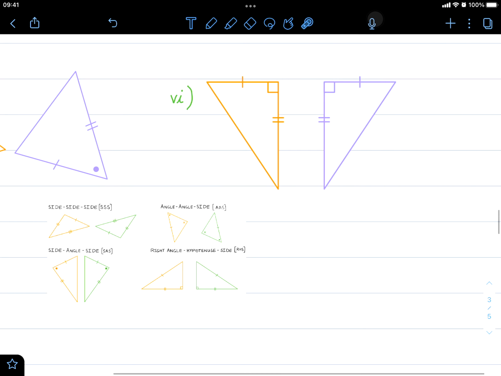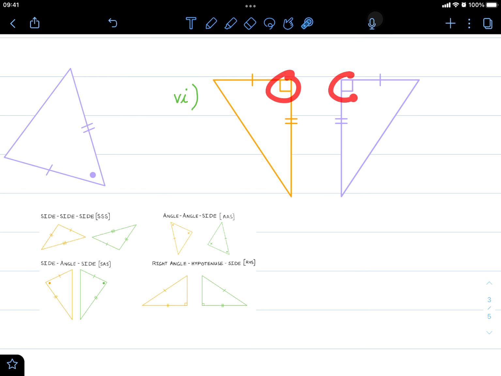And lastly for this one, take a look. We have a right angle. Notice how the hypotenuse is not given. So it's actually not this one. So we have a side. We have a side. And the angle in between both of them, they're both 90. Therefore, we have side, angle, side. That there is SAS. So just a little bit of a note. Just because there's a right angle doesn't always mean it's RHS as the test.